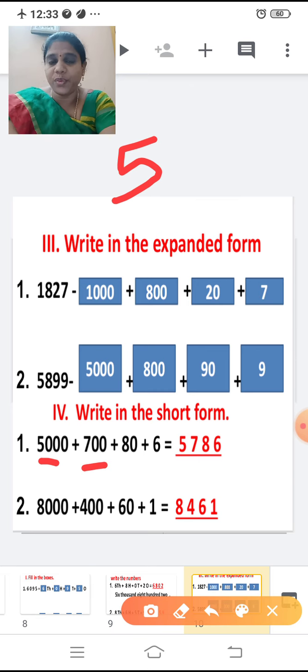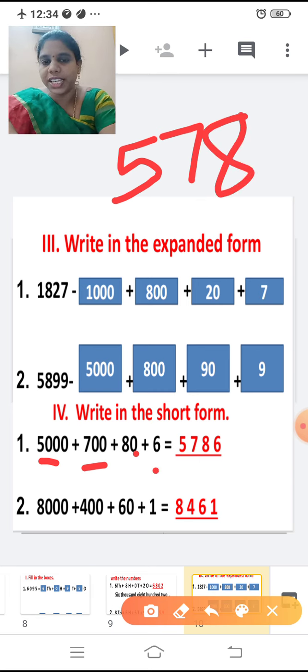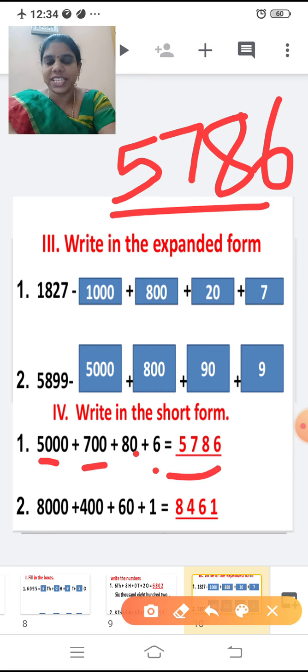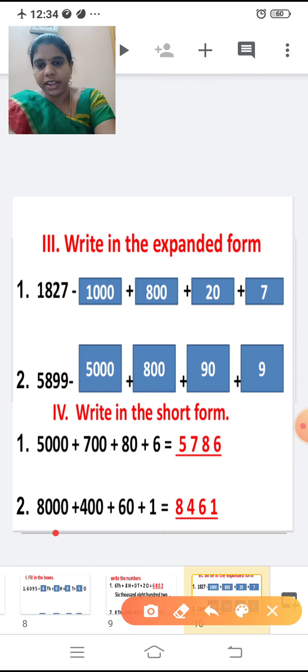And 700, what is the face value? 7. And for 80, the face value is 8. And for 6, the face value is 6. So the short form is 5786. Second one, 8000 plus 400 plus 60 plus 1.